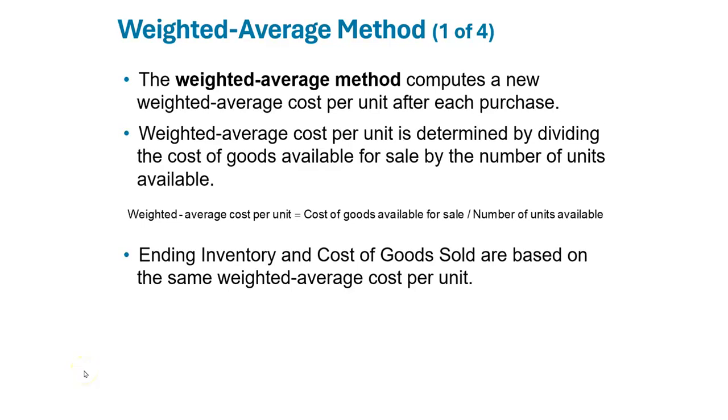The next we have is the weighted average, which will come up between first in, first out, and last in, first out. It computes the new weighted average cost per unit after each purchase. Weighted average cost per unit is determined by dividing the cost of goods available for sale by the number of units available. This is important here. So the average cost per unit equals the cost of goods available for sale divided by the number of units available. Ending inventory and cost of goods sold are based on the same weighted average cost per unit.